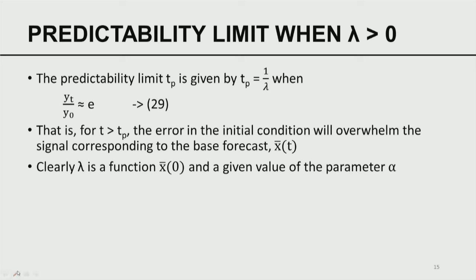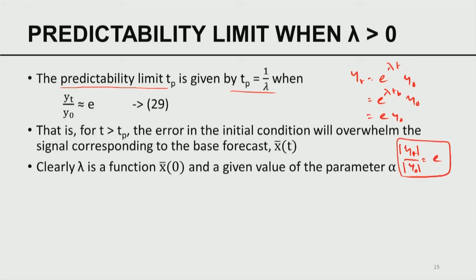So how do we define the predictability limit? The predictability limit Tp is given by Tp is equal to 1 over lambda. So if lambda is positive, my prediction can hold water only up to the forecast horizon Tp, which is equal to 1 over lambda. So what is 1 over lambda? If y of t is equal to e to the power of lambda t y naught, if t is equal to Tp, which is 1 over lambda, y of t is equal to e times y naught. That means the ratio of the magnitude of the error at time t to the initial error is of the order of e. Hey, that's the predictability limit.